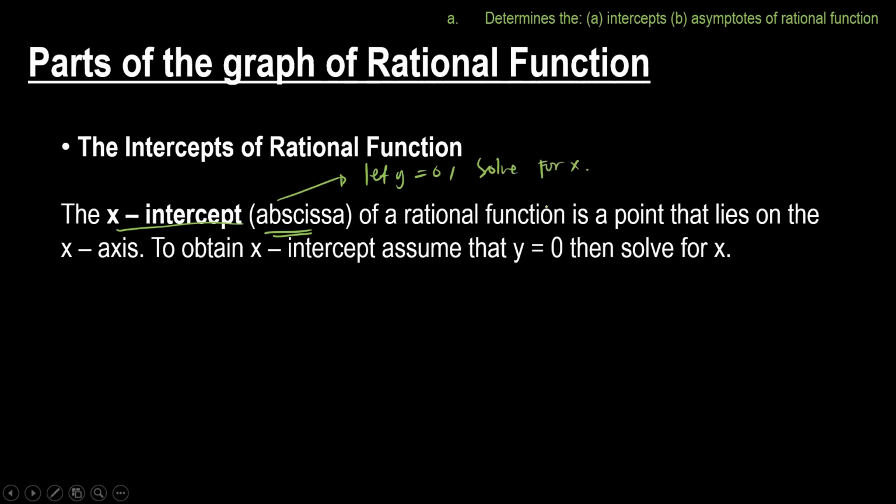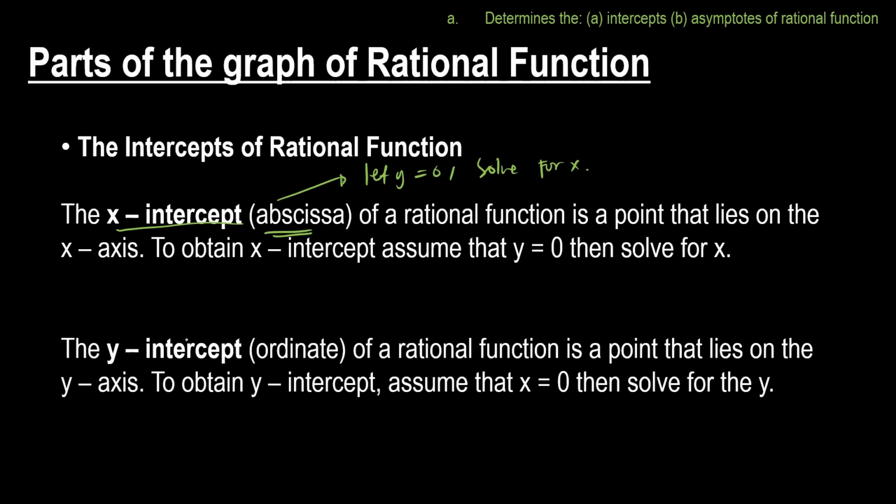The y-intercept, or the ordinate, of a rational function is the point that lies on the y-axis. To obtain the y-intercept, assume that x is equal to 0, then solve for y. Again, to get the y-intercept, let x equal 0, then solve for y.